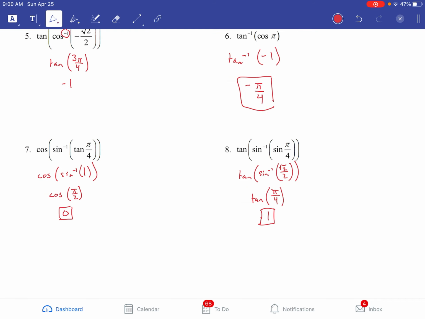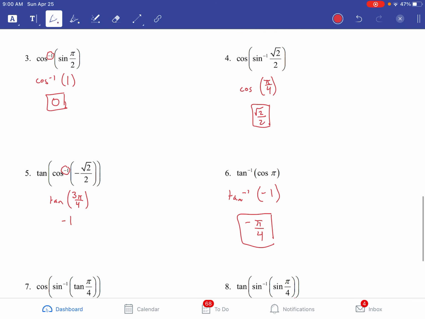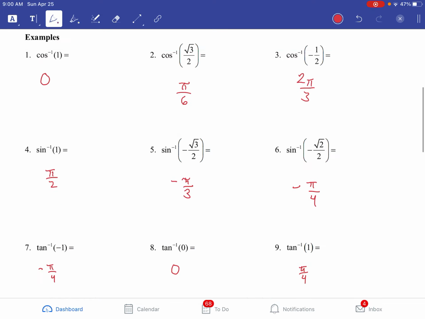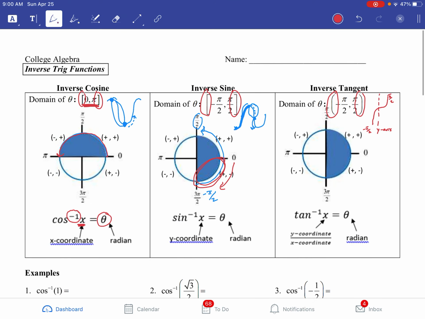Okay? And that is it in inverse trig functions. As long as you can read the unit circle, you should be able to identify which part of the unit circle you're looking at. For inverse cosine, it's the top. For sine and tangent, it's the right-hand side. All right? As long as you can read the unit circle, you should be fine with this.